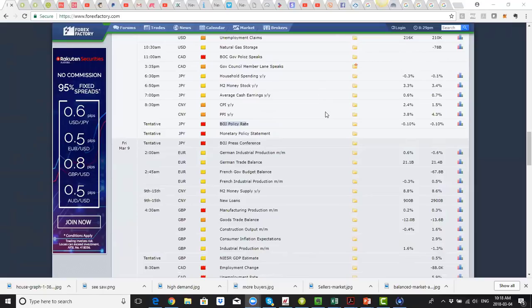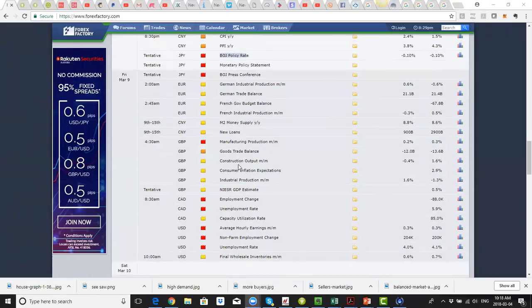And then on Friday, we have manufacturing production numbers for the British pound, and then employment numbers for Canada. And of course, the most important event for our monthly event for the US will be the non-farm employment numbers. Those will be important.